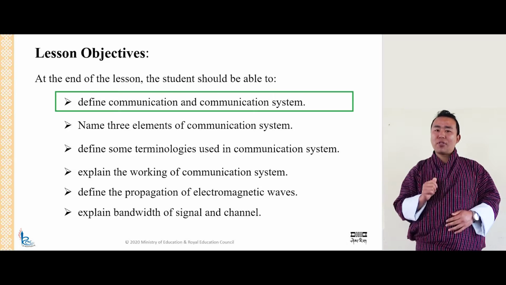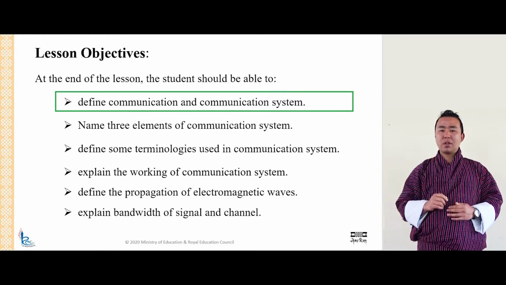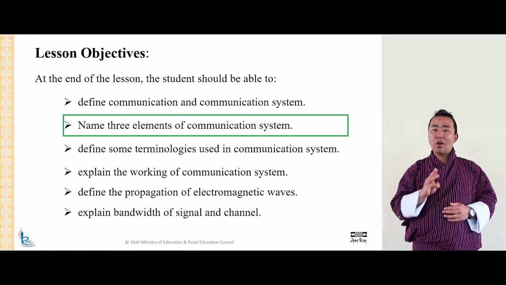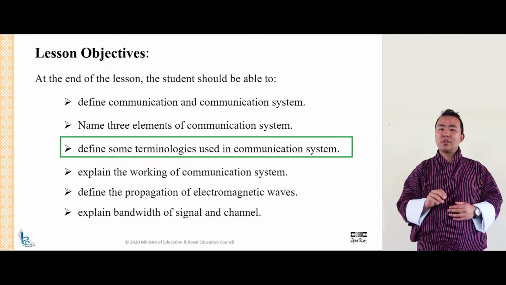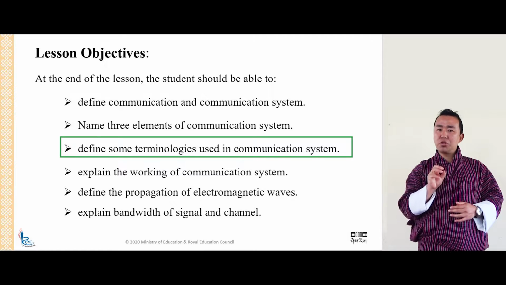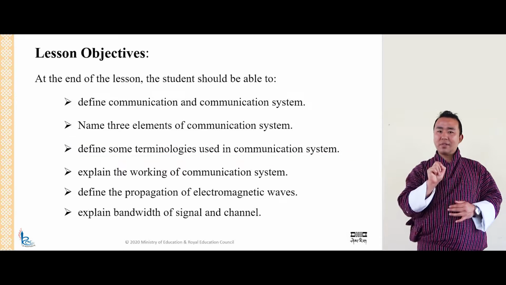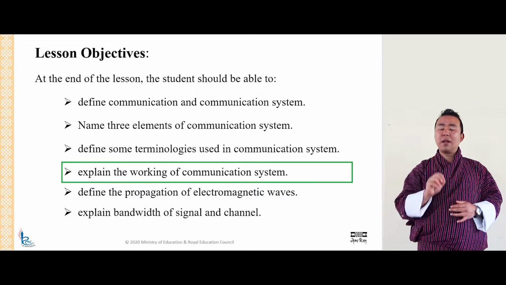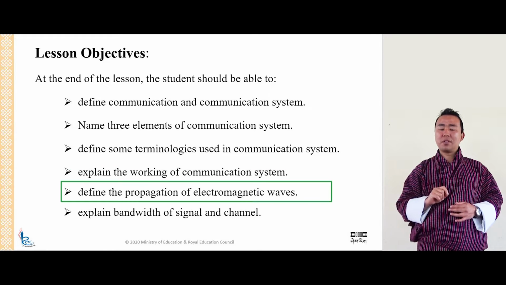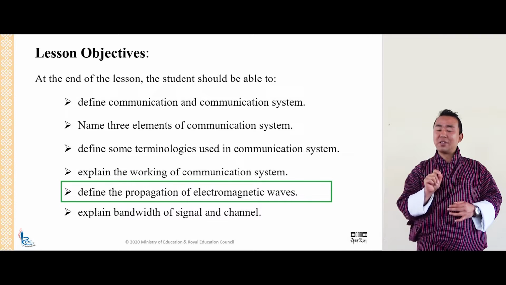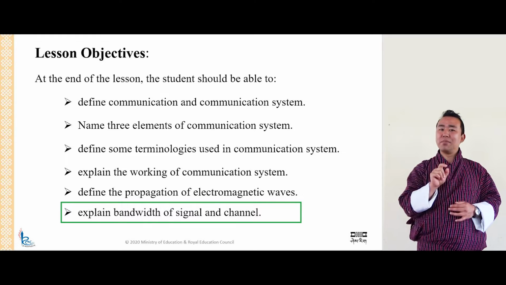Before we proceed into the actual lesson, let me tell you what you should know at the end of this lesson. You should be able to define communication and communication system as applied in physics. You should be able to name 3 elements of communication system. At the same time, you should be able to define some basic terms which are crucial in the study of communication systems. Without these basic terms, it is difficult to understand the communication system as applied in physics. The next one is you should be able to briefly explain the working of communication systems with the use of 3 main elements. In addition, you should be able to define 3 methods of propagation of electromagnetic waves. Also, you should be able to understand the terms signal and bandwidth. With this, let's start our lesson now.